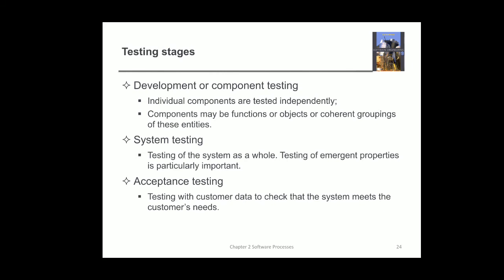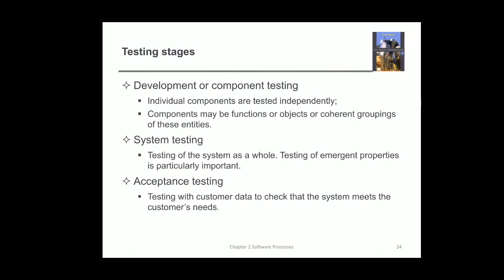Okay, the same thing is explained over here. Development or component testing: individual components are tested independently. Components may be functions or objects or coherent groups of entities. Then we have system testing, wherein the system is tested as a whole. Testing of emergent properties is particularly important over here, right?